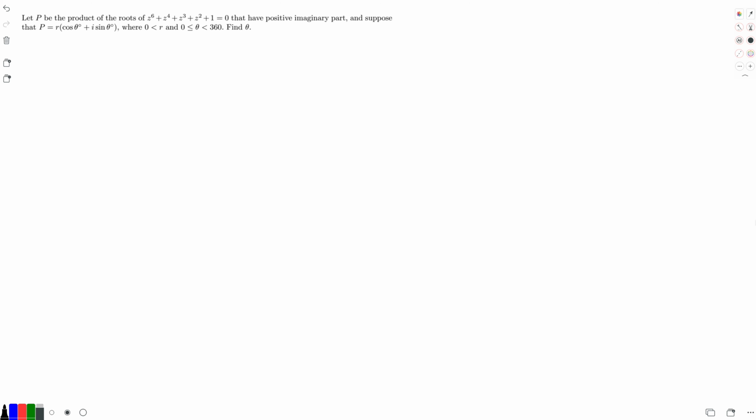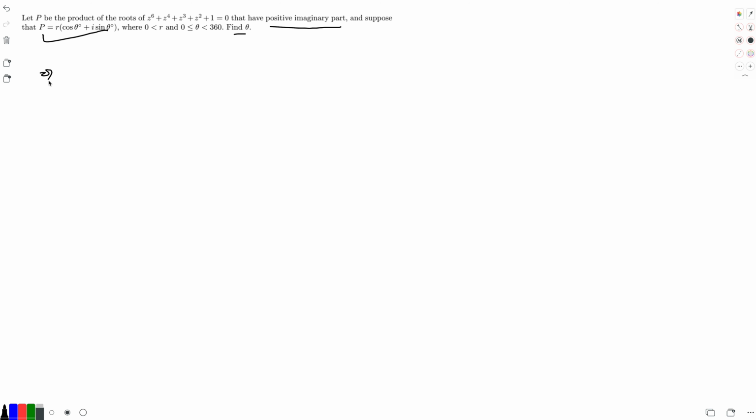And this is the 1996 AIME problem 11. Here's the view of this problem. Let P be the product of the roots of z to the 6 plus z to the 4th plus z cubed plus z squared plus 1 equal to 0 that have positive imaginary part. And suppose that P is r times cis theta, where the magnitude r is greater than 0 and the argument theta is between 0 and 360, not inclusive of 360. And we want to find theta.